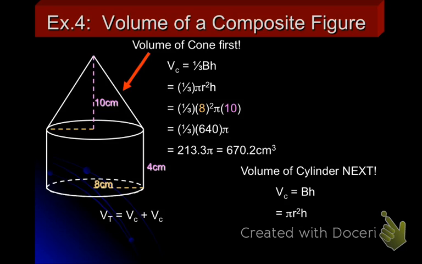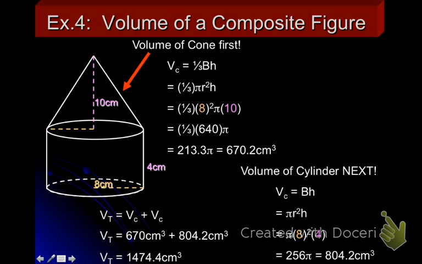Then we'll find the volume of the cylinder, which is pi r squared h. We don't have to take a third of it, and then we'll add them together to get a composite of 1,474.4 centimeters cubed.